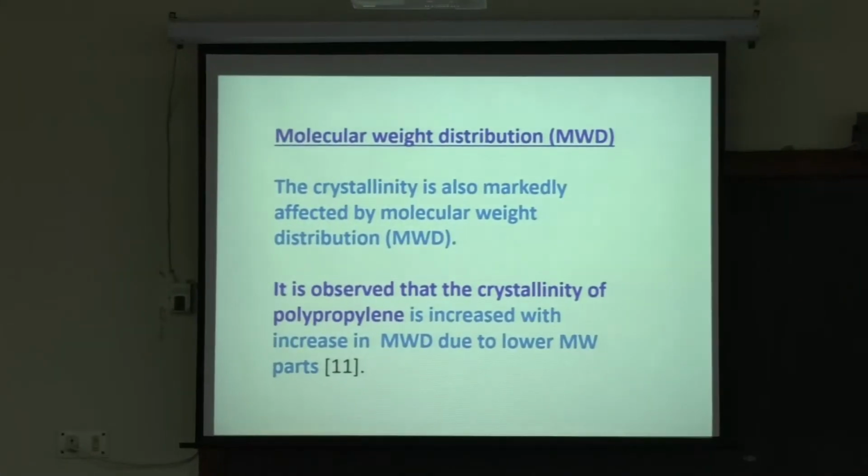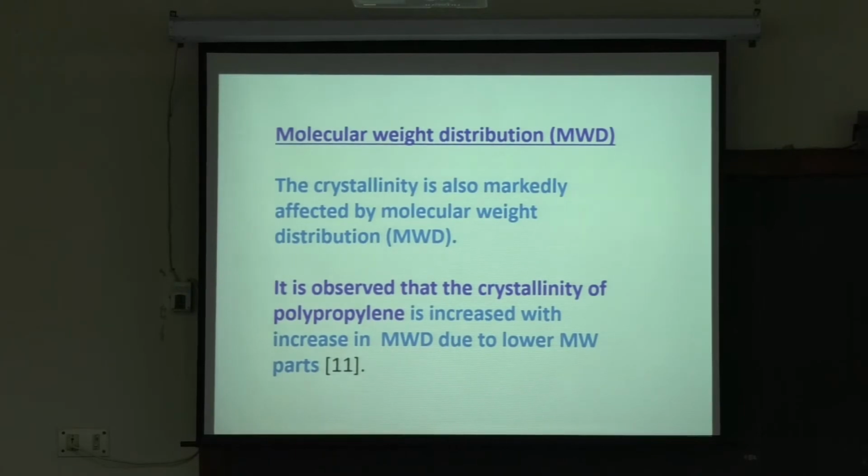It is observed that the crystallinity of polypropylene increases with increase in molecular weight, due to lower molecular weight parts.